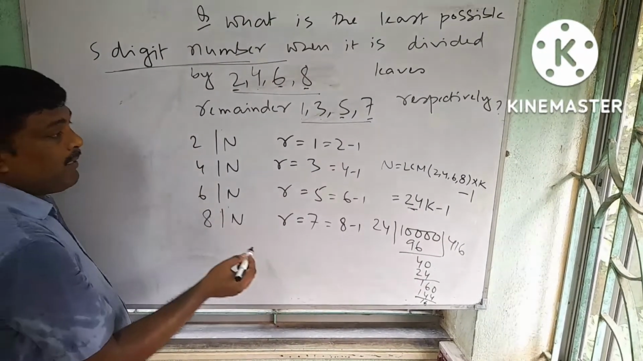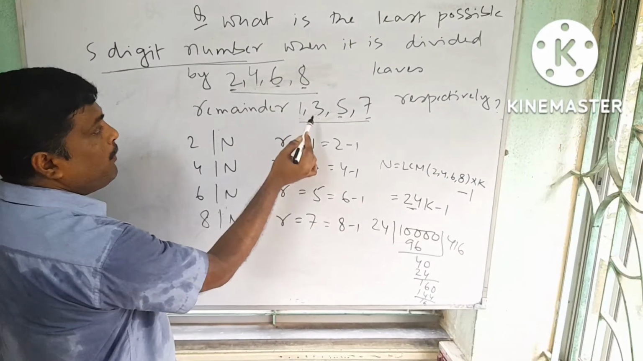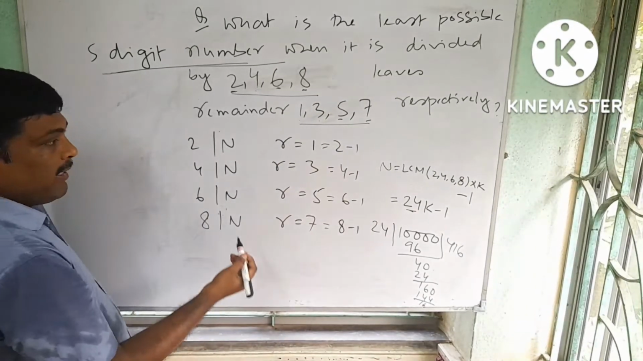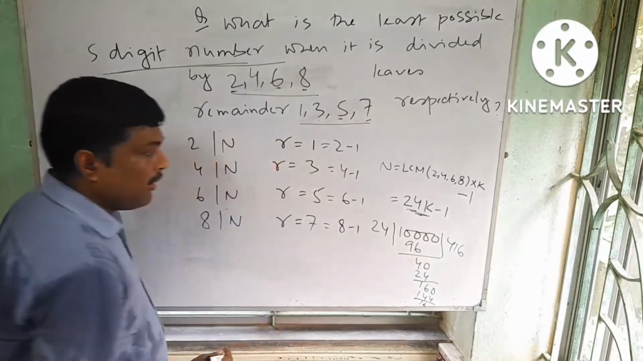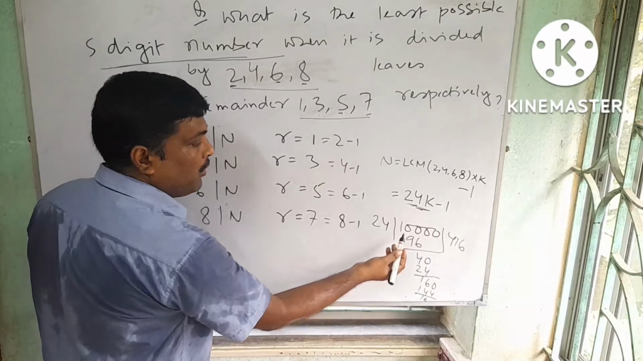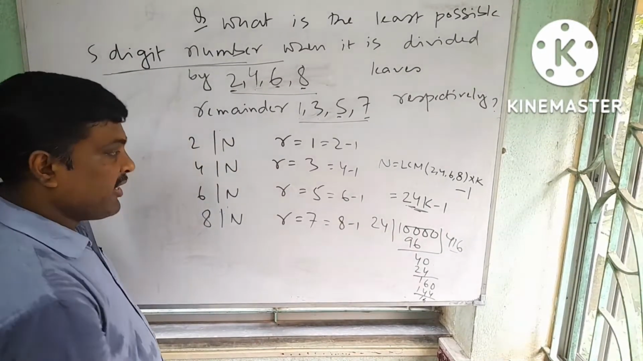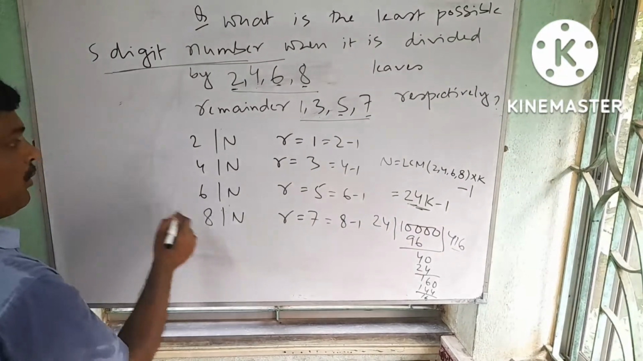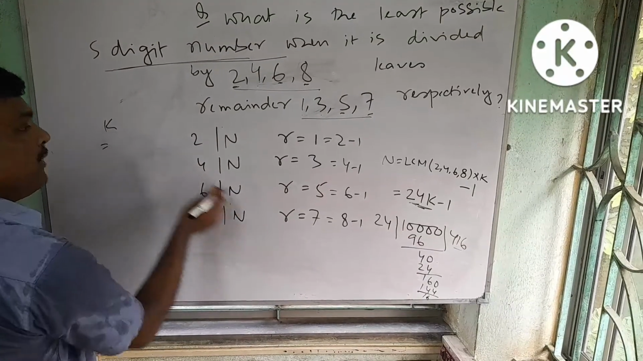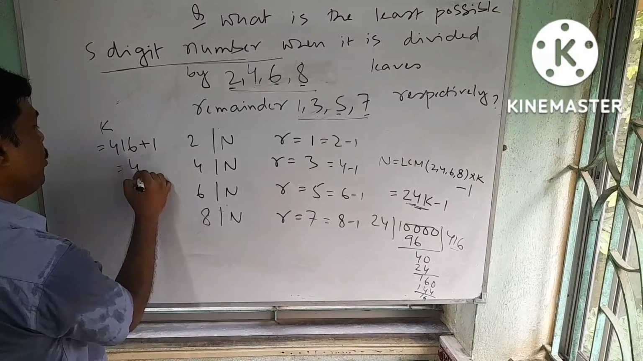The question is, what is the 5-digit number dividing by 2, remainder 1, dividing by 4, remainder 3, dividing by 6, remainder 5, dividing by 8, remainder 7. That number is 24k minus 1. Now the least 5-digit number is 10,000. We are dividing by 24. Quotient is 416 and remainder is 16. Now we can take k equals this quotient 416 plus 1, that is 417.